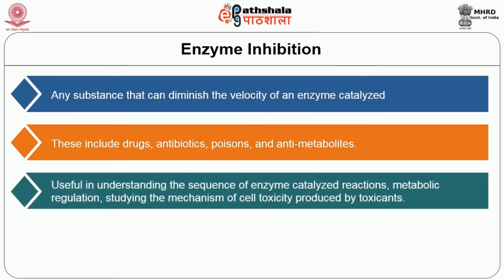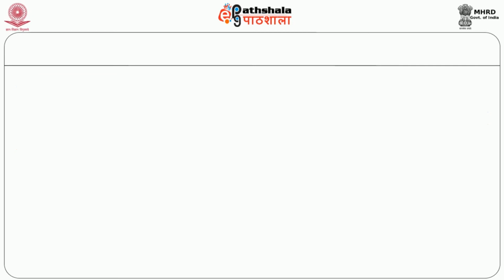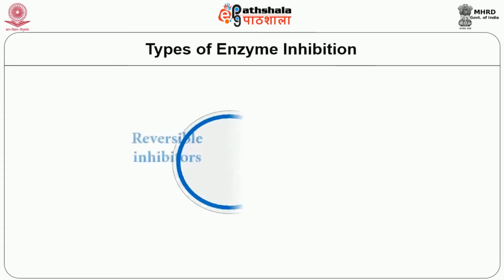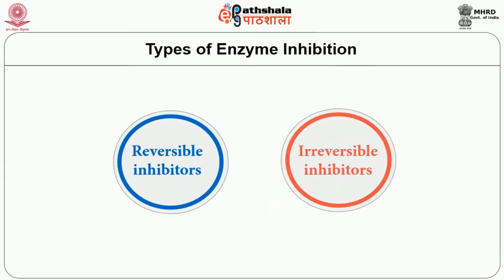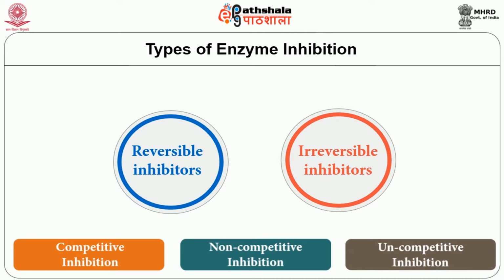They are useful in understanding the sequence of enzyme catalyzed reactions, metabolic regulations, and studying the mechanism of cell toxicity generally produced by toxicants. Let me make it very, very clear that the study of enzyme inhibition forms the basis of drug designing. There are two types of enzyme inhibition: reversible inhibitor and irreversible inhibitor. The reversible inhibitors can be further classified into competitive, non-competitive and uncompetitive. Now let us see each type of inhibition in detail.